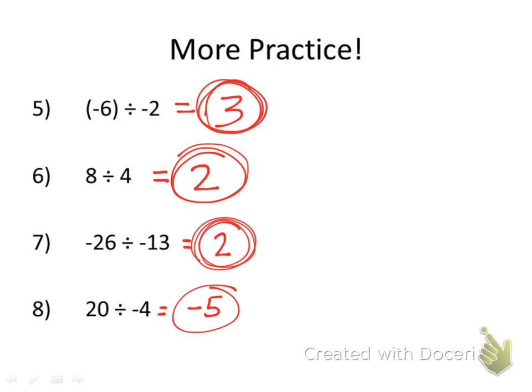Now, a lot of students forget that division is just multiplication in reverse. So if you don't really know if your answer is right, work backwards. Say negative 5 times negative 4 is positive 20. Is that true? Yes. Then you know you did it right. 2 times negative 13 is negative 26. Right. 2 times 4 is negative 8. Right. Okay, so go back and work it backwards, see if you did it right. Questions?